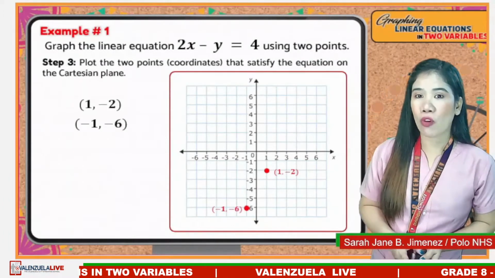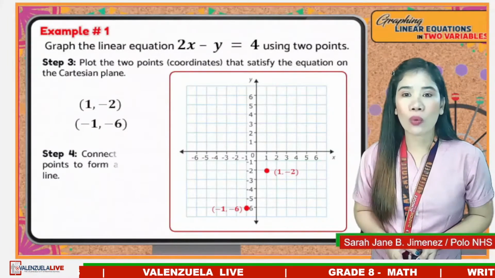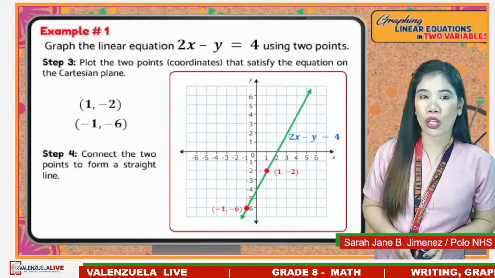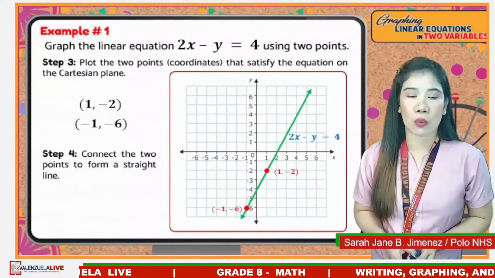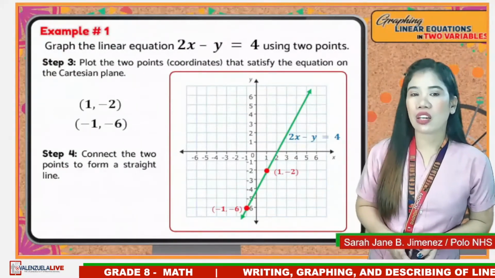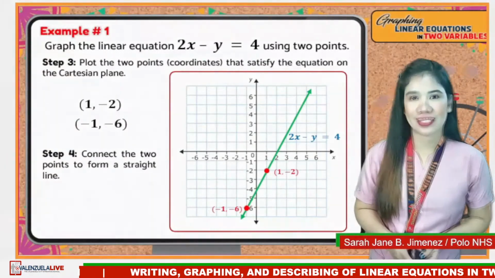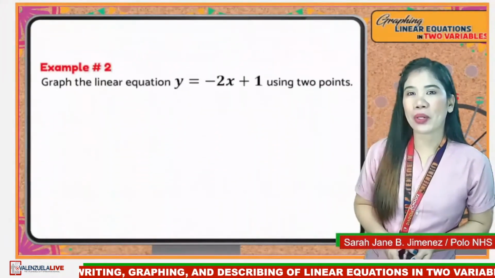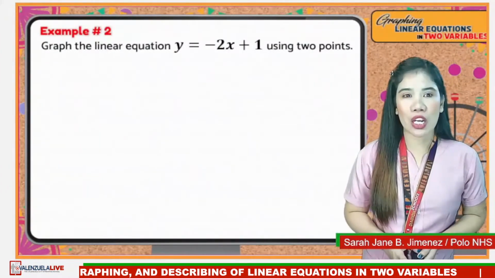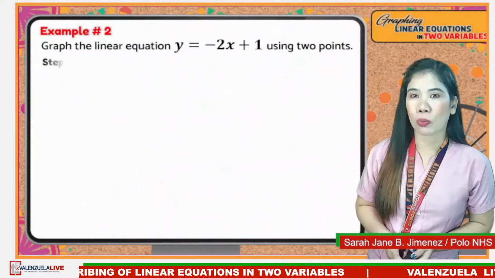For step number 4, connect the 2 points to form a straight line. Drawing a straight line using the 2 points, we now have the graph of the equation, and we should name or label the line using the given equation 2x minus y is equal to 4. For example number 2, graph the linear equation y is equal to negative 2x plus 1 using 2 points.